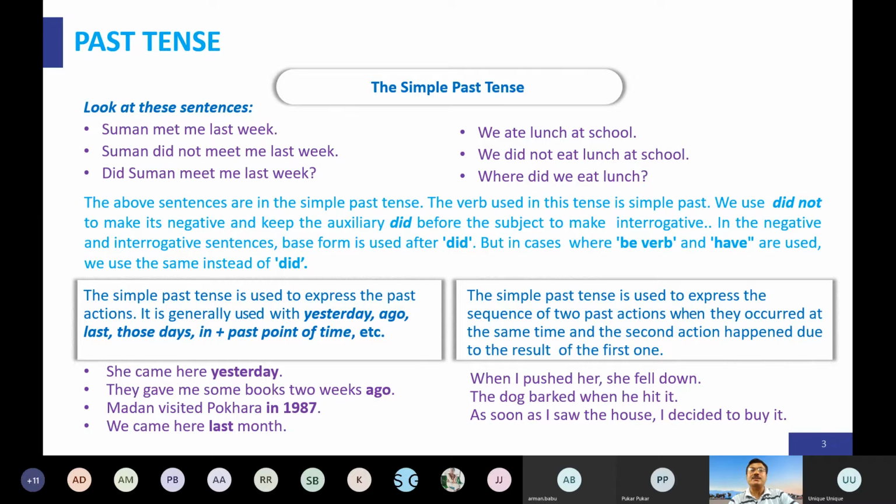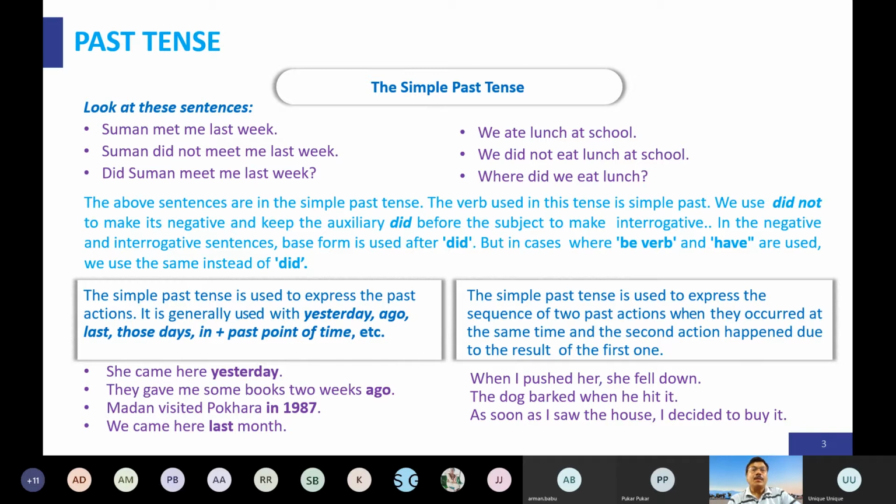We use did before the subject Suman. We use did, as in where did we eat lunch, this way to make interrogative, and to make negative, not is added. Okay. Base form is used after did. After did, base form, like did not meet, meet. Meet is the base form of met, and eat is the base form of ate. Like this, base forms are used.